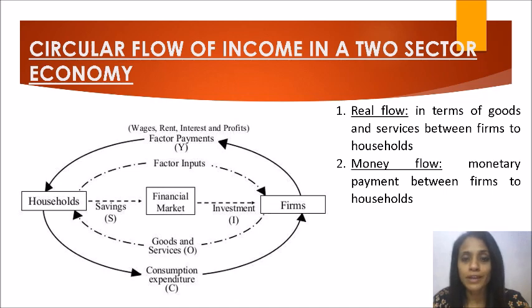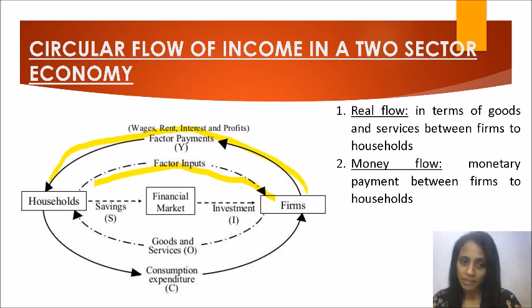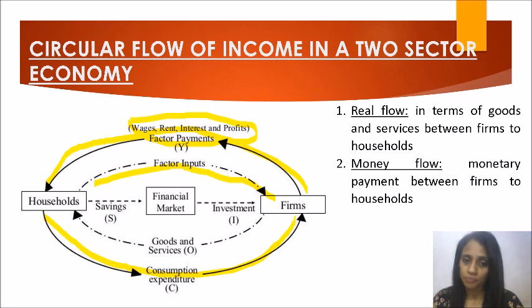Circular flow of income in a two-sector economy, that is household and firms. See here, households provide the factor services to the firms in the production process. In return, factor payment will be given to them in the form of rent, wages, interest and profit. The distributed income will be disposed of to buy the goods and services in the form of consumption expenditure to the firms. And from the firm side, they receive goods and services back.